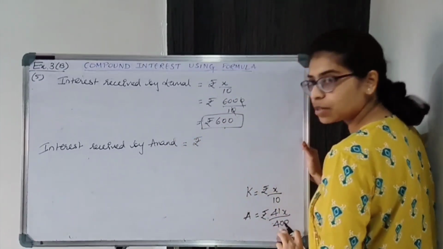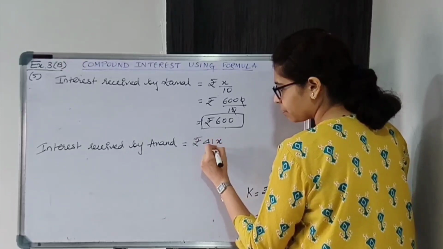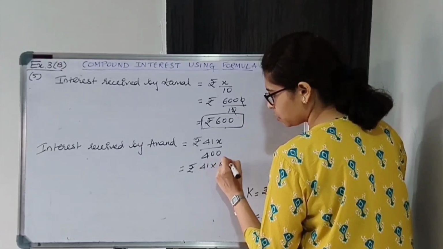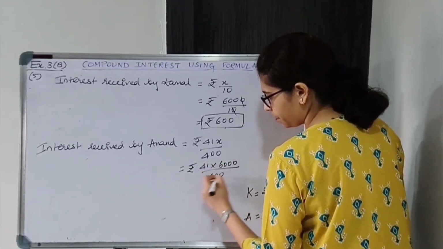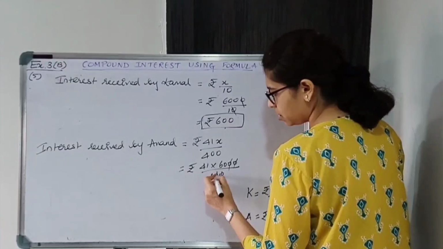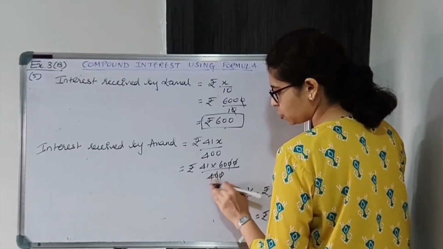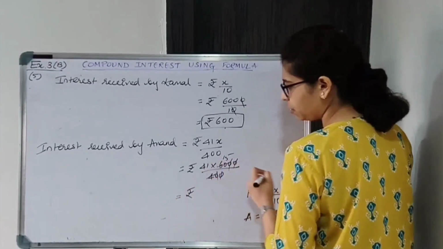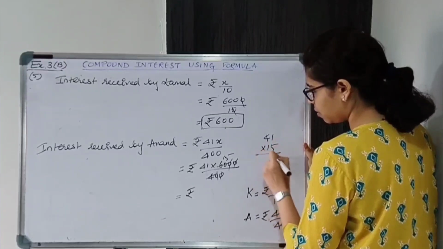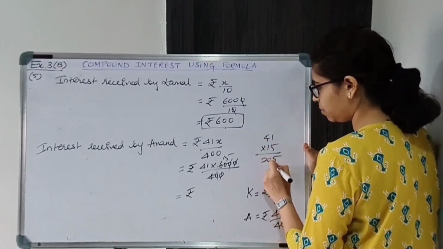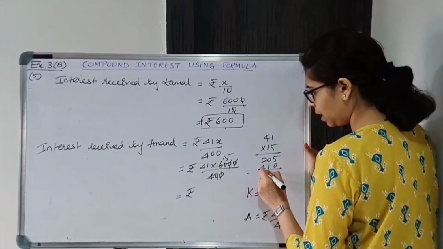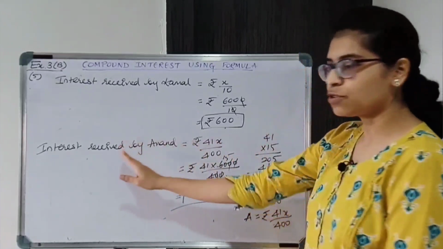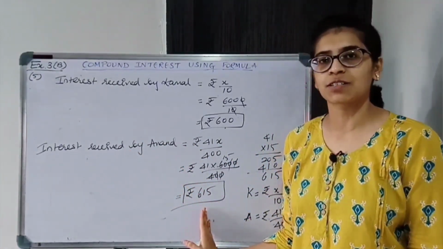It is 41x upon 400. So it is 41 into 6,000 upon 400. So the zeros get cancelled. 2 2s are, actually you can directly cancel, 4 15s are 60. Okay, so we get 41 into 15. 5 1s are 5, 5 4s are 20. Here 1 4, so we get 615. So the interest received by Anand is rupees 615.